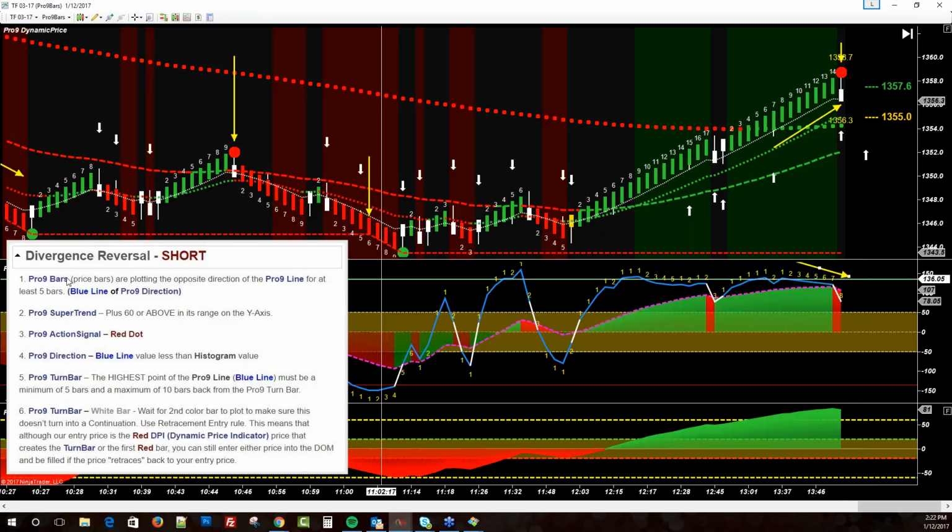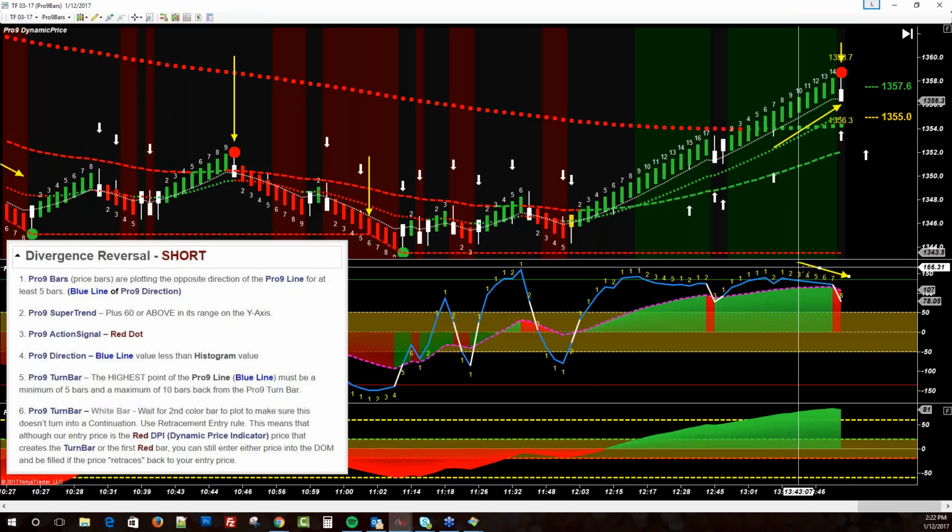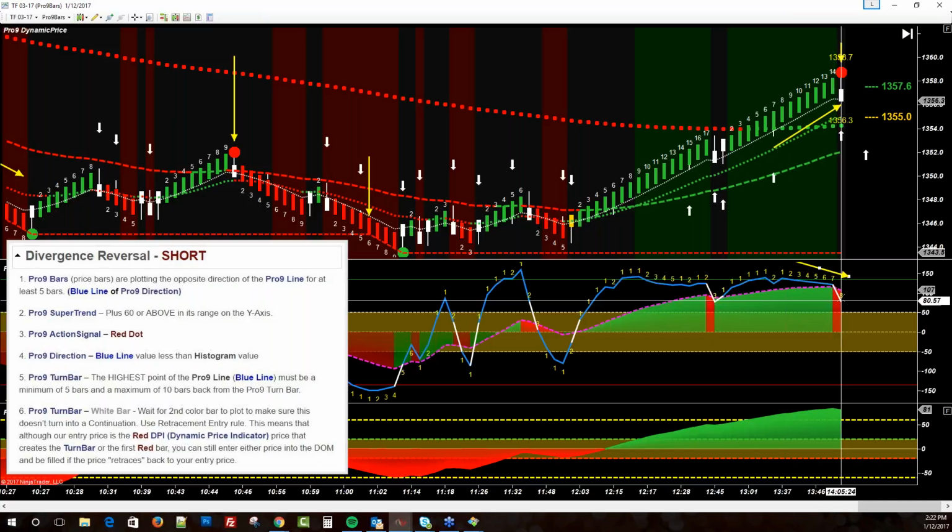So that wraps up rules 1, 4, and 5 in one, really. When we see this counting sequentially, and we see our blue line cross to the correct side of the histogram, and this number between 5 and 10, we know that those 3 rules are qualified. So we have our first 5 rules qualified, and next we have our rule 6, which states that we're going to wait for 2 color bars to plot after this point to make sure this doesn't turn into a continuation.